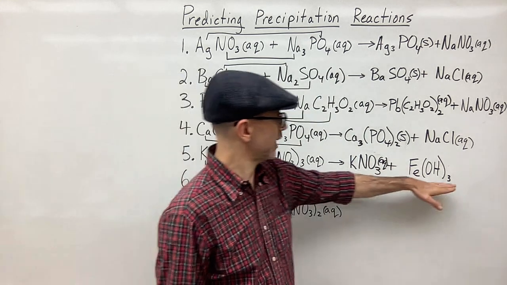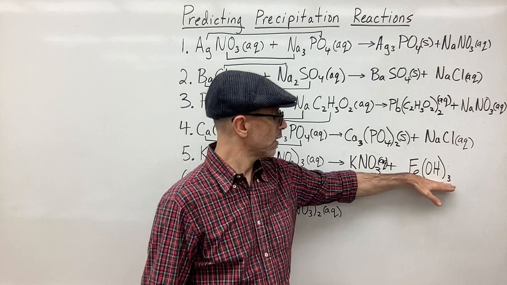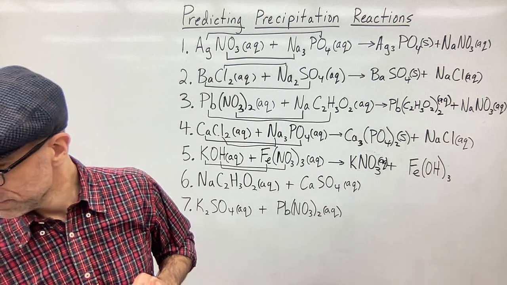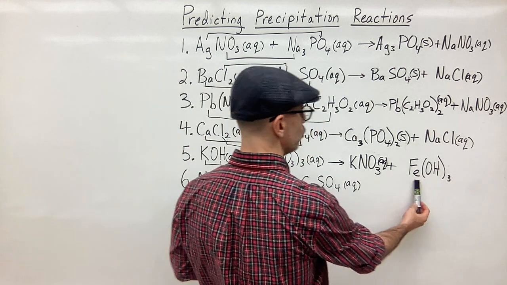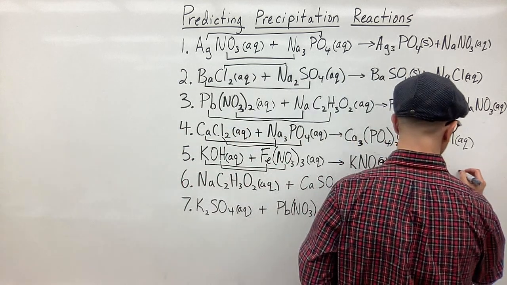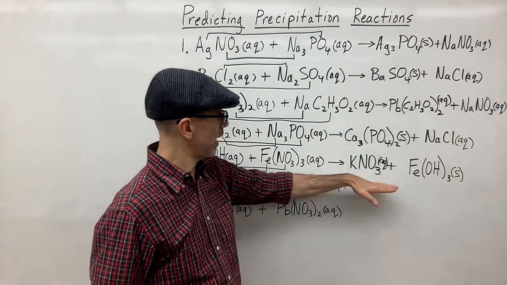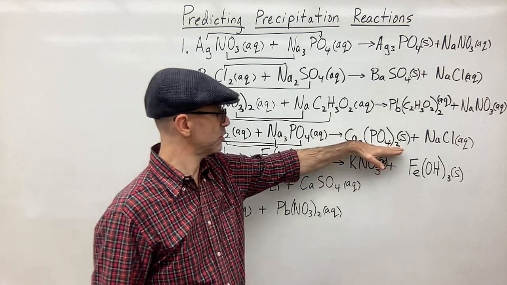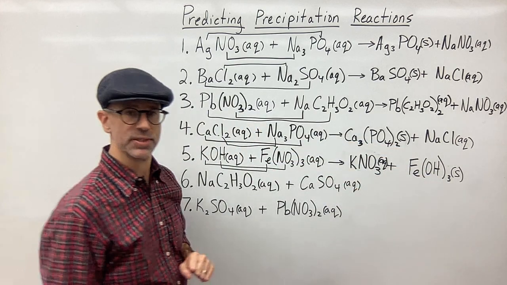Now, as I said, hydroxides are generally going to be insoluble. Let me read that again. Going to be, yes, insoluble except for group 1. So we don't have a group 1 metal. We don't have ammonium here. So this is going to be insoluble. So that's going to be a solid. That's our precipitate. So we do have a reaction here because we produced a precipitate.